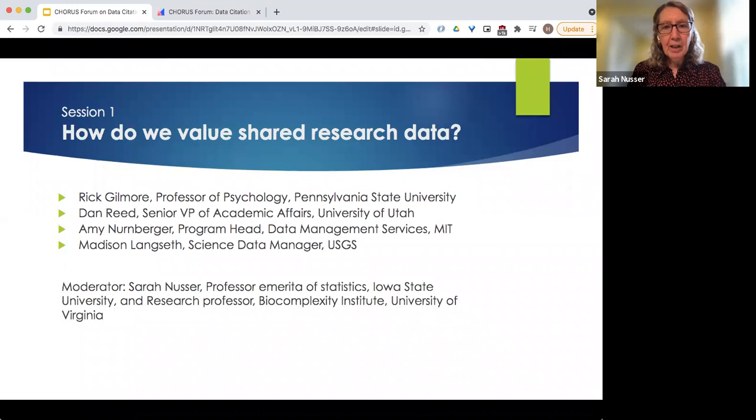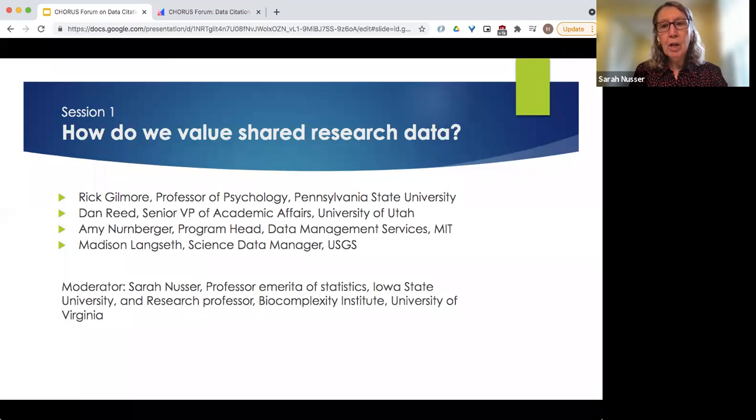We will also look at the issue from the university administration perspective, and we're lucky to have Dan Reed here, who is senior vice president for academic affairs at University of Utah and was formerly vice president for research and economic development at University of Iowa and my colleague when I was VPR there. Dan hails from computer science and engineering, is currently working in the area of cloud and edge computing, and he's been very active in discussions held within the Association of American Universities and the Association of Public and Land Grant Universities to advance open science and data sharing across the academic system. Our third perspective is really from the point of view of those who provide data services to researchers.